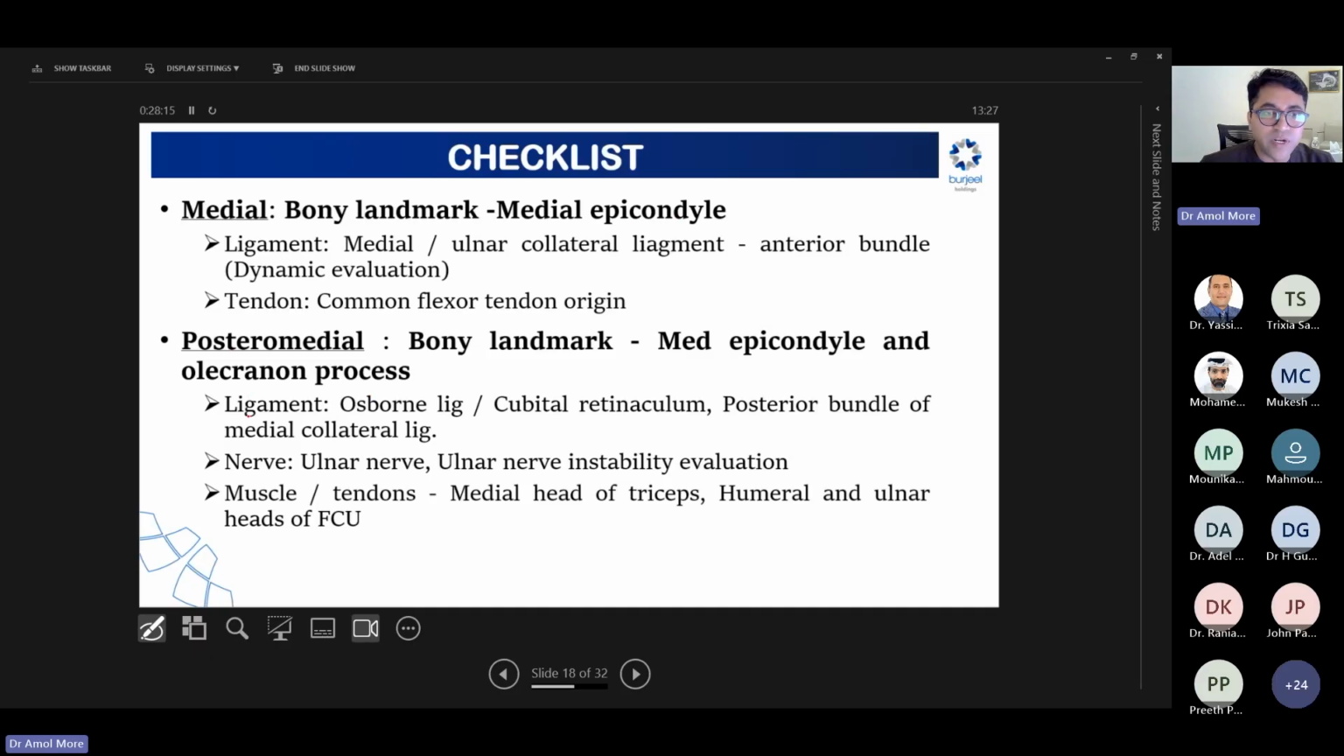In the posterior medial aspect, we will see the Osborne ligament, which is also called the cubital retinaculum. We will see the posterior bundle of the medial collateral ligament or ulnar collateral ligament, which lies in the cubital tunnel. We will see the location of the ulnar nerve, and how to assess ulnar nerve instability along the posterior medial aspect of the elbow. The medial head of the triceps will sometimes lie along the cubital tunnel in the posterior medial aspect. Just distal to it, we will see the two heads of flexor carpi ulnaris.